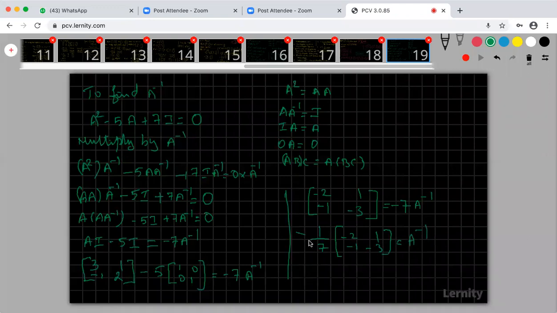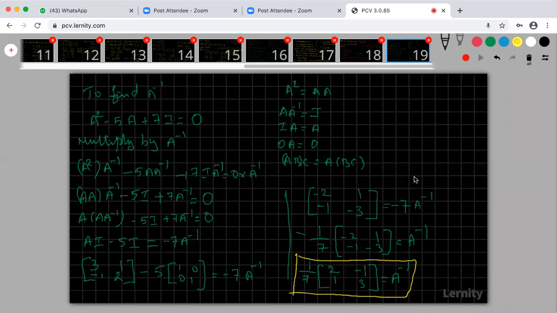Okay. So you just multiply this minus inside to all the elements. Here minus means it will become plus 2. Here minus 1, it will become plus 1. It will become plus 3. This is your A inverse. Okay. Please notice your A inverse is 1 by 7, 2, 2, minus 1, 1, 3.